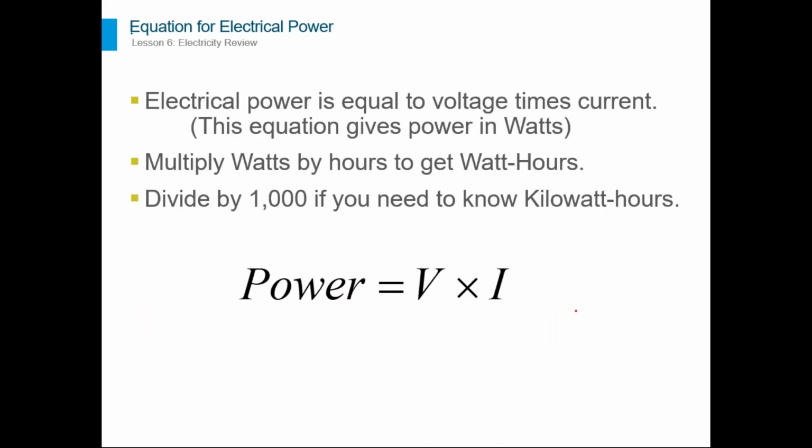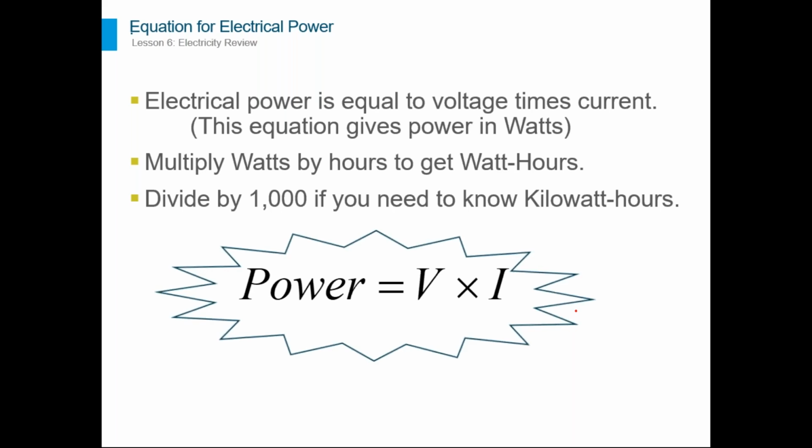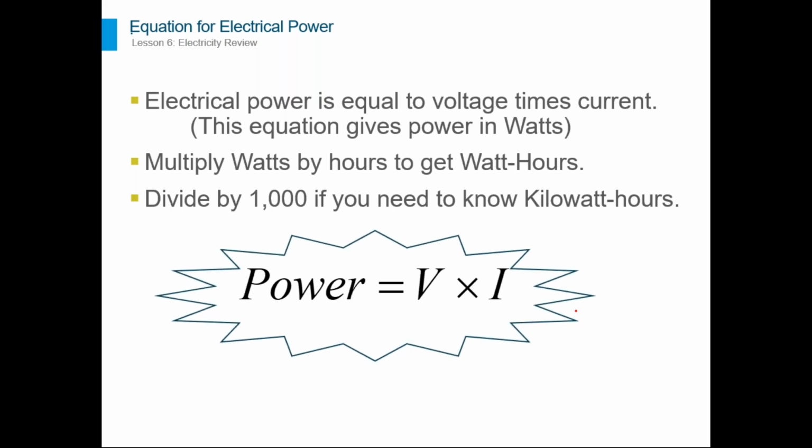Now another formula is for electrical power. This is watts. If you look at light bulbs, they're given an amount of watts. That's how much power they use. So electrical power is equal to voltage times current. All you do is multiply the voltage times the current to find out how many watts it is.